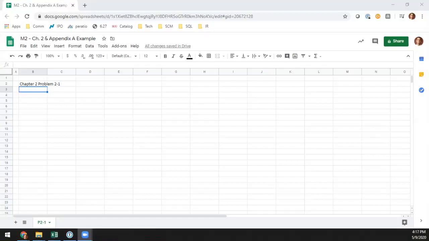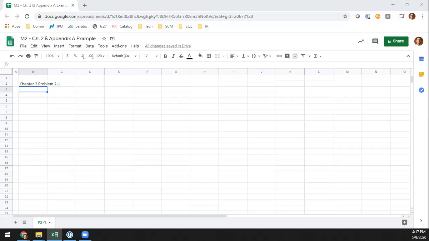Okay, so we're gonna do an example here for Chapter 2 and Appendix A. Chapter 2 teaches us the integrated financial statement framework, and Appendix A teaches us dual entry accounting, which is what most accountants use. So I'm gonna go through Chapter 2, Problem 2-1, and record all of these transactions in both formats.